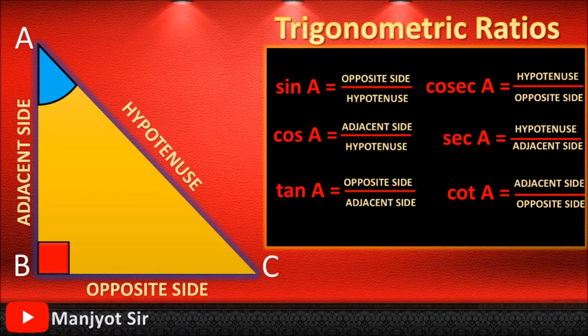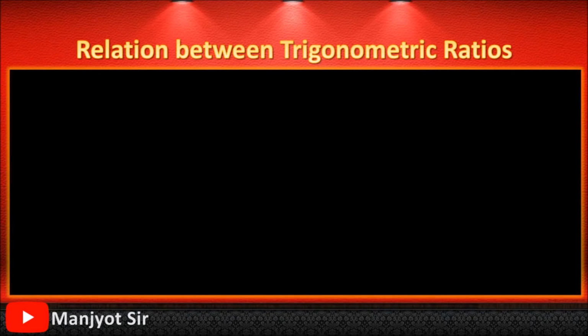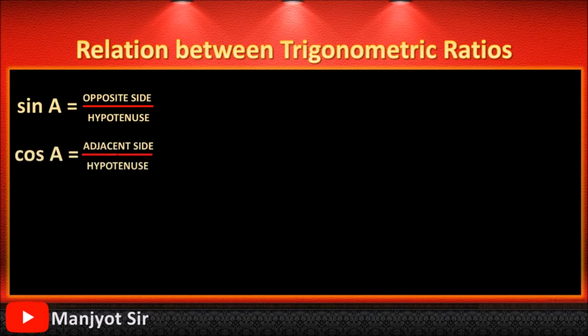Now, let's form some relation between all these six trigonometric ratios. First, let's quickly revise again. Very fast, we'll revise all six trigonometric ratios which were studied just now. First was sine, sine A. The formula for sine A was opposite upon hypotenuse. Second was cos. Formula for cos was adjacent upon hypotenuse. Third was tan. Formula for tan was opposite upon adjacent.